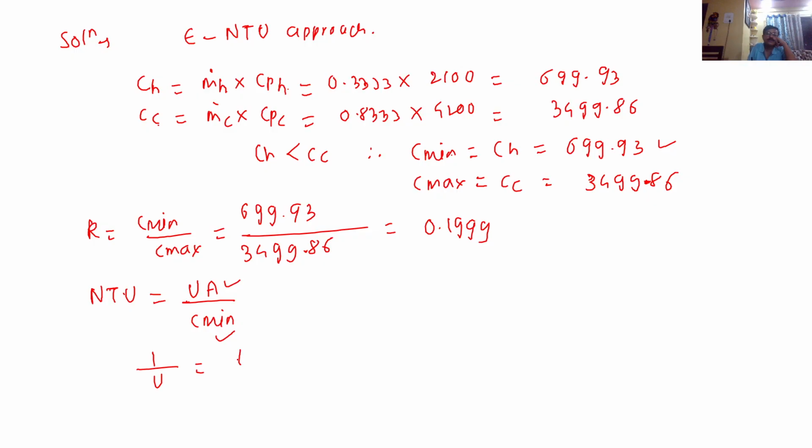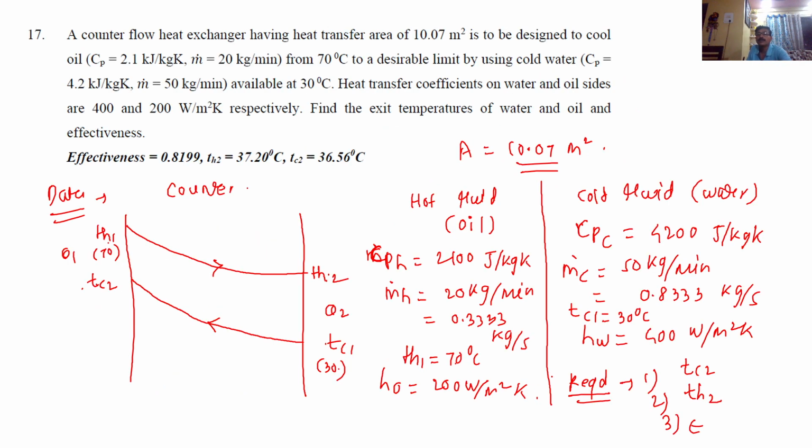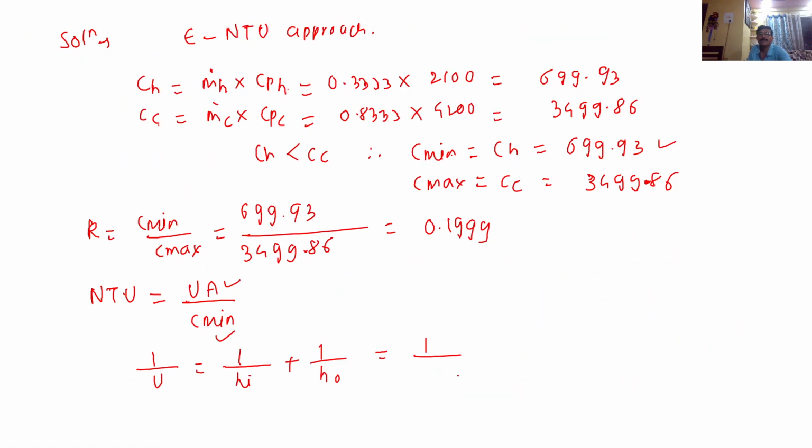1 upon U is equal to 1 upon hi plus 1 upon ho. In the problem, nothing is mentioned about inside fluid and outside fluid, so you can use it directly, by assuming any one as hi and any one as ho. So 1 upon U is equal to, let's say, 1 by 400 plus 1 by 200. If I calculate U this way, the answer comes as 133.33 watt per meter square Kelvin.